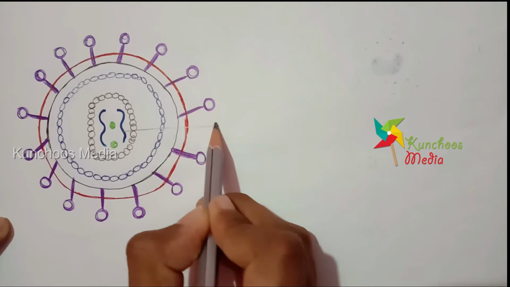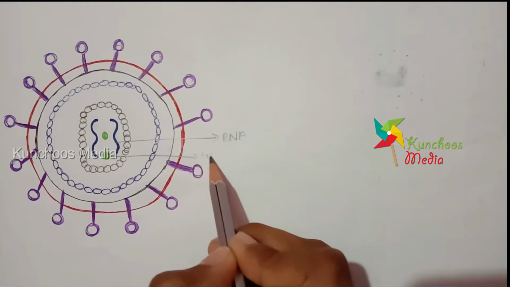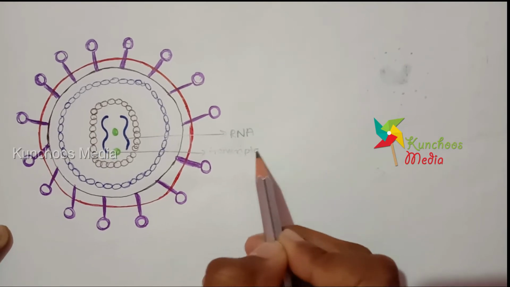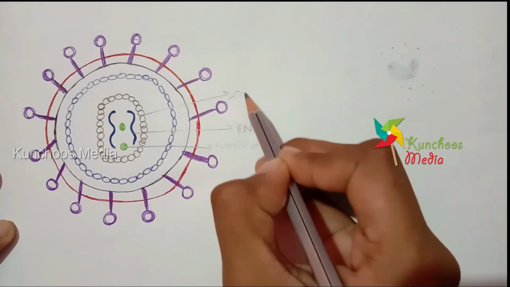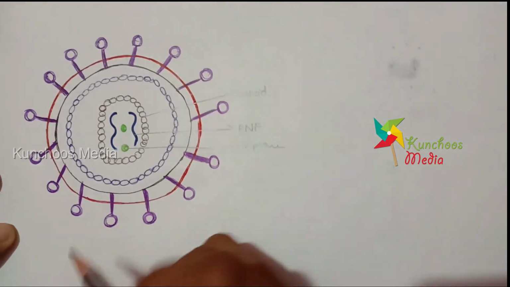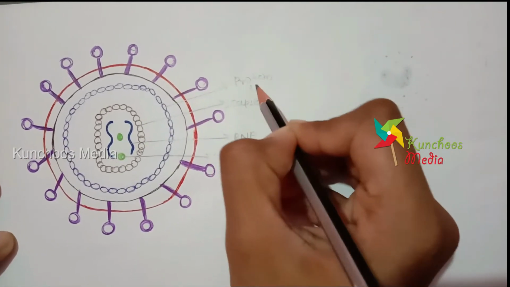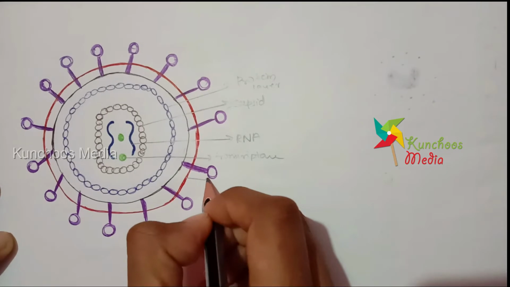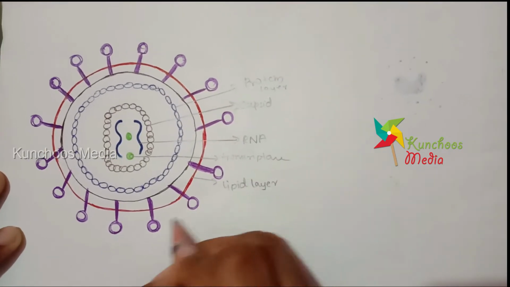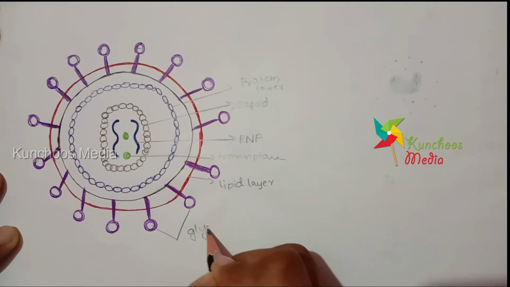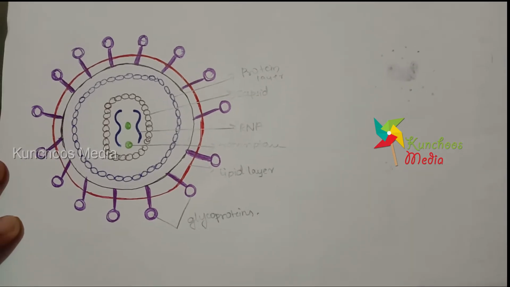So this is the genetic material, or RNA. Here is the reverse transcriptase enzyme, and this genetic material is surrounded by a layer called the capsid, which is a protein layer. This is a lipid bilayer, and these are the glycoproteins. So this is how a typical HIV virus looks.